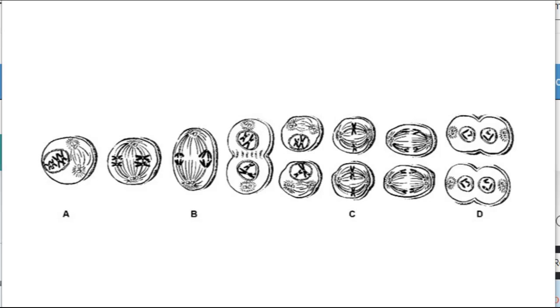So here you see a diagram of the entire process of meiosis. Now remember, meiosis is the process of making four gametes, or four sex cells, that only have half the genetic information that's necessary for an organism to survive. So in picture A, we're going to see a cell that is in interphase.